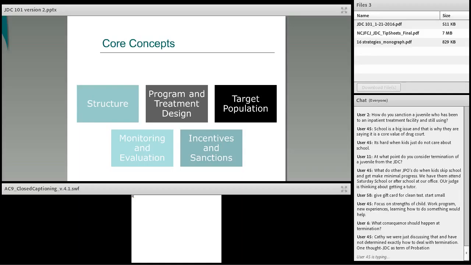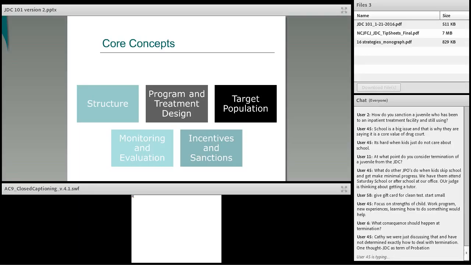And then we have program and treatment design, and this is about case management and having kids in the right program and getting the right services. Target population, it's about having the right kid. If we don't have the right kids for our services, then they're not going to be successful.